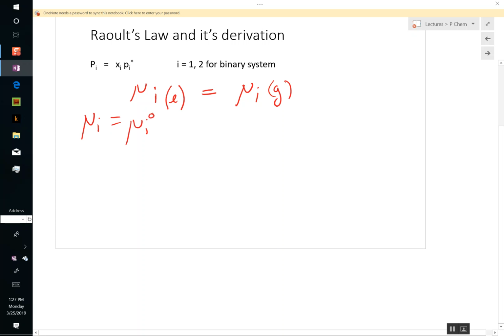The chemical potential of the gas at whatever temperature we're working at is equal to the chemical potential of I at standard conditions times RT over, oh no, there's fugacity.